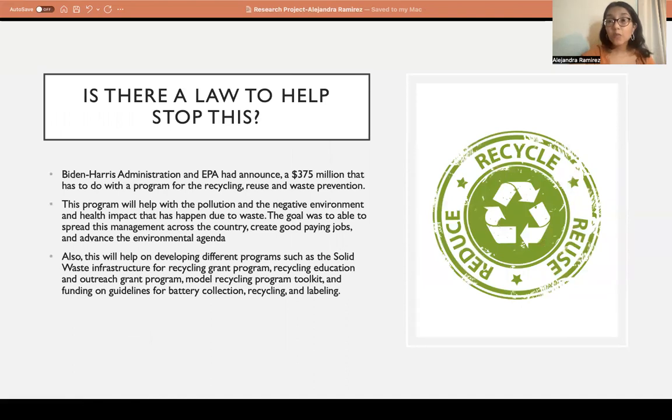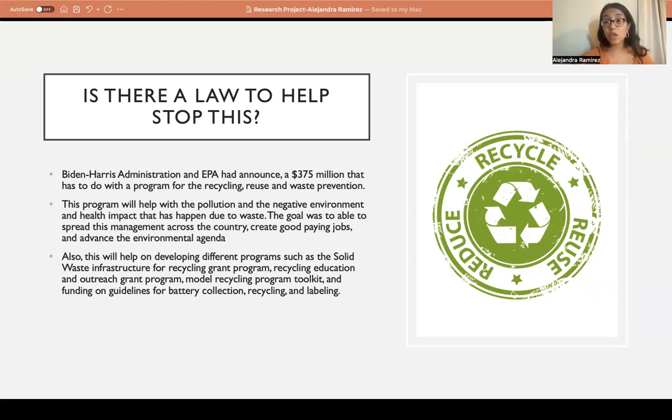So is there a law to help stop this? The Biden-Harris administration and EPA announced $375 million for a program for recycling, reuse, and waste prevention. This program will help with the pollution and the negative environmental and health impacts that have happened due to waste. The goal was to spread this management across the country, create good paying jobs, and advance an environmental agenda.